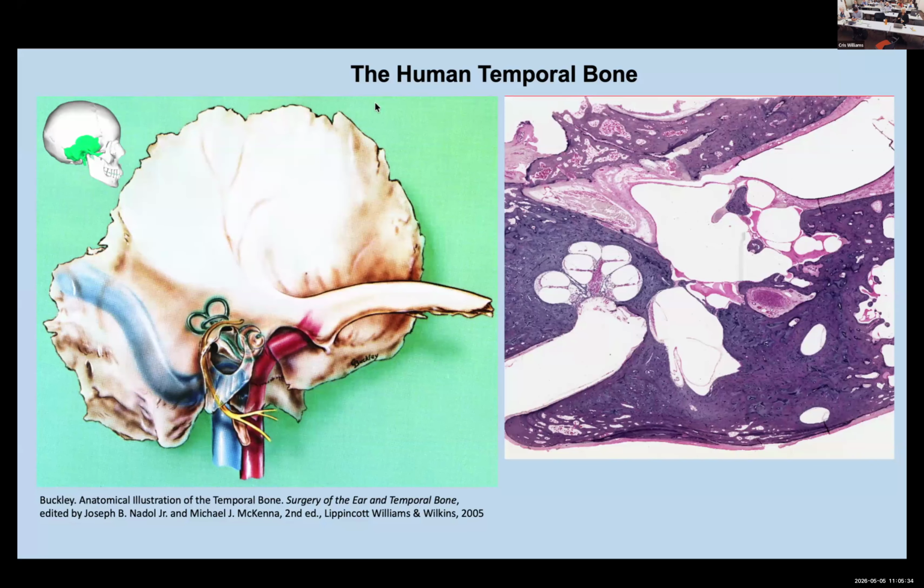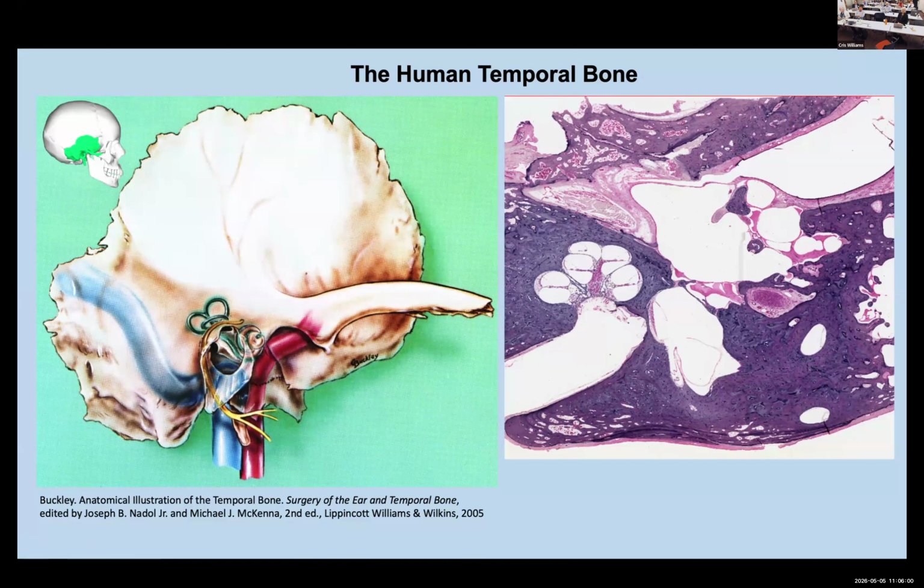So FaceBase, EarBase, in particular, EarBase is all about the temporal bone, and the temporal bone is a busy place. Anatomically, the organs of hearing and balance are embedded in the temporal bone. Also here are the jugular vein and the internal carotid, which flank the middle ear space on both sides.